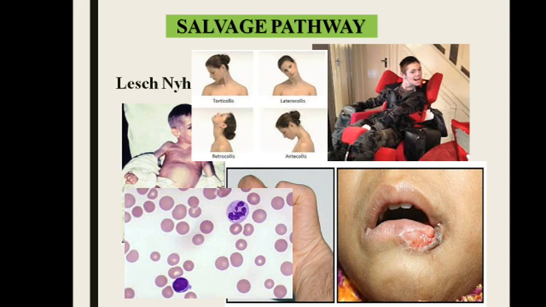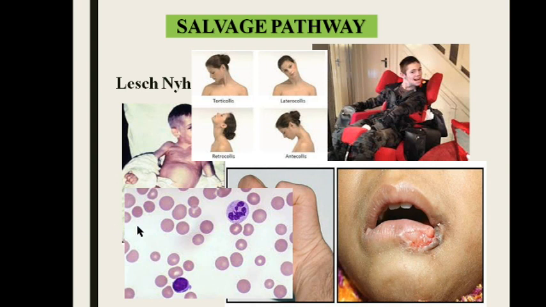The salvage pathway mainly operates in the brain. That is why we get all the neurological symptoms here, and it affects RBCs. That's why we get a megaloblastic anemia here, because there is increased utilization of folic acid. Thus, there is a secondary sort of deficiency of folic acid in these patients.